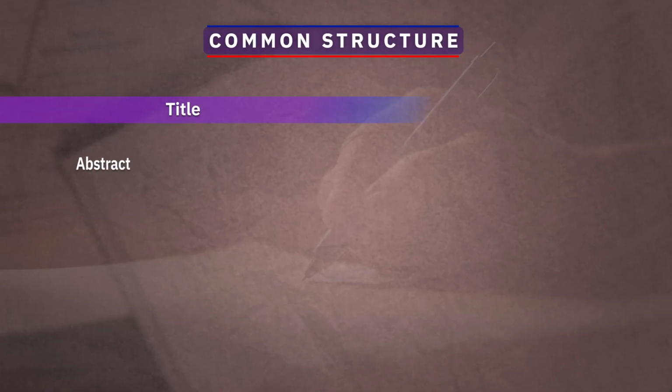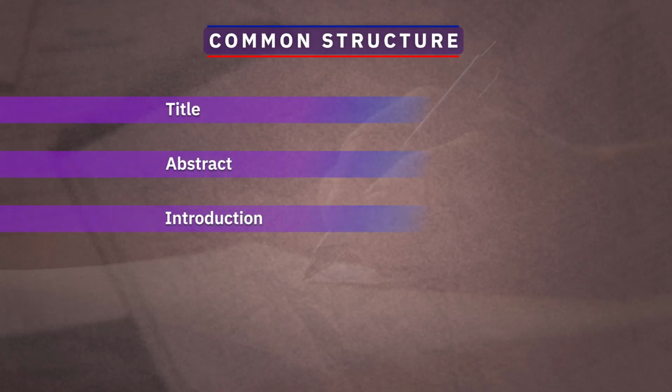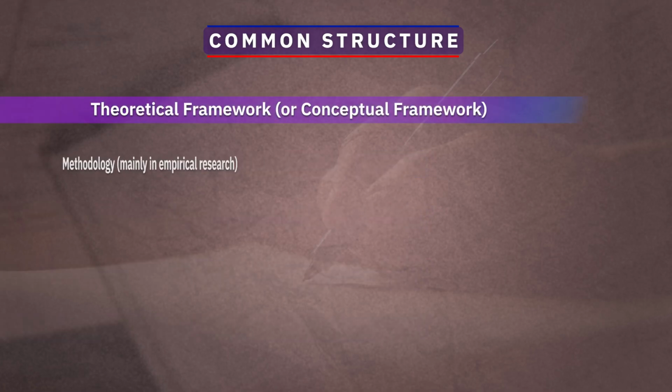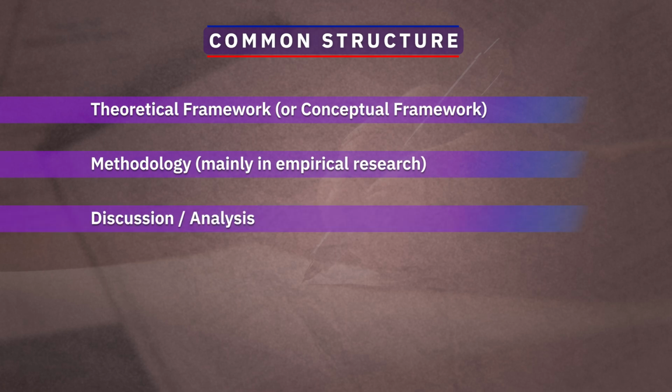So we can begin with the title of the paper, moving on to the abstract, the introduction, wherein you will have the thesis statement, the literature review, the theoretical framework, the methodology, discussion or analysis, and finally the conclusion. We have examined all of these separately. These sections have been dealt with separately.